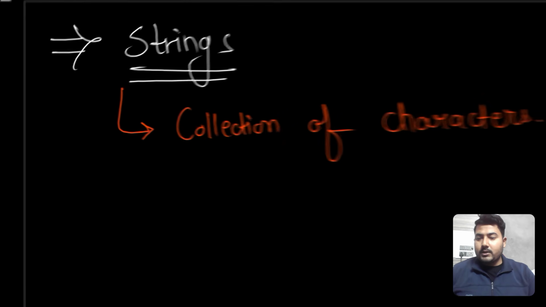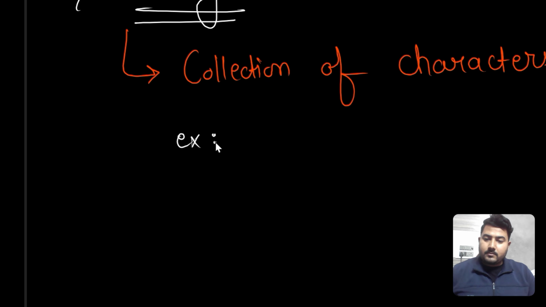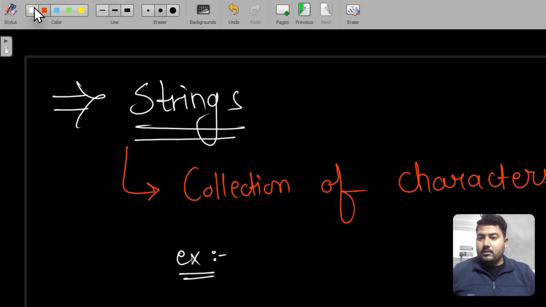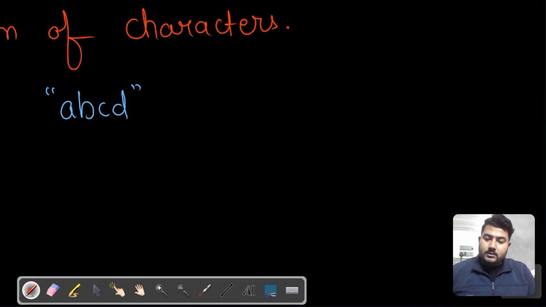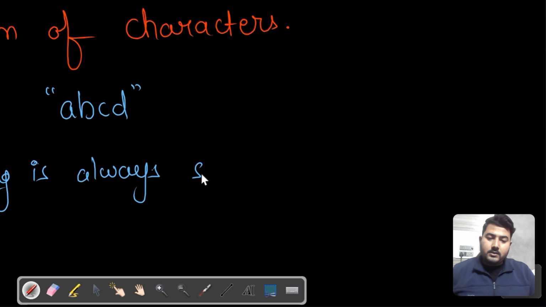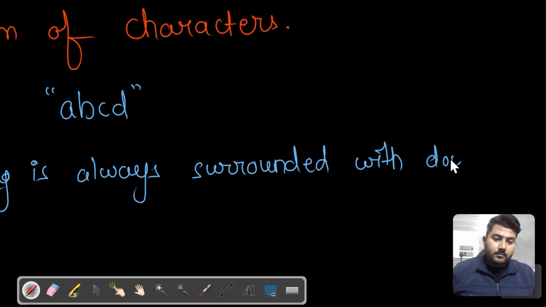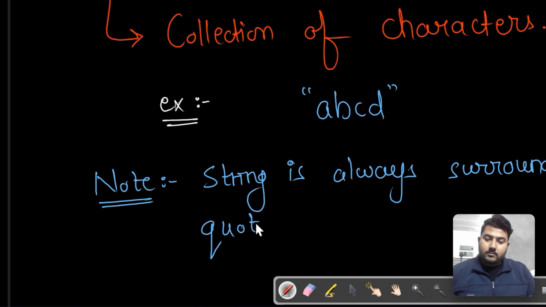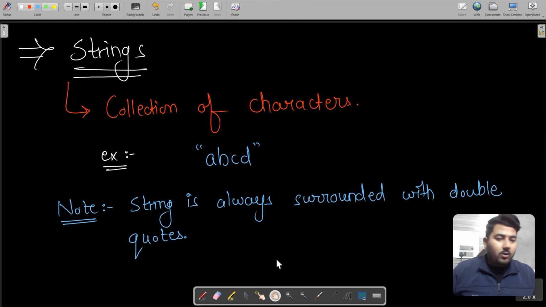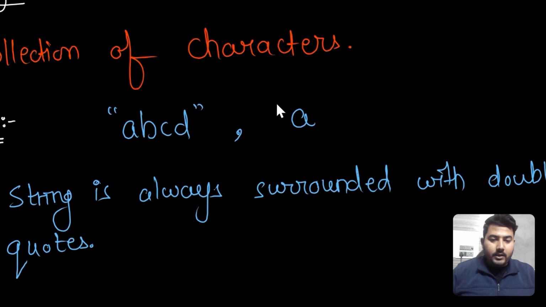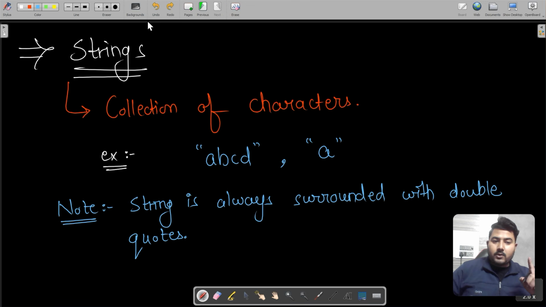For example, a string looks like this: A B C D surrounded with double quotes. This is a very important point to note: a string is always surrounded with double quotes. It does not matter what the length of our string is. If it is surrounded with double quotes, then it is a string. That means if I write small a and surround it with double quotes, it is also a string. It is not a character anymore. A character can only be surrounded with single quotes. If anything is surrounded with double quotes, it will always be considered a string.